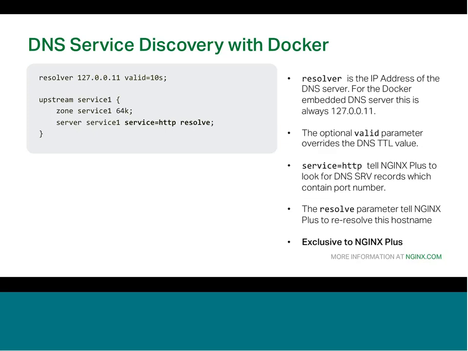Docker itself has an embedded DNS server, and the configuration is very similar. By default, the Docker embedded DNS server IP address is 127.0.0.11. That's just what they use. Otherwise, the configuration is pretty much the same as with Consul. There's no .service.consul after it, so it's just the name of the service, which you specify in your Docker Compose file. That's what you put up there as a service, the name of the service. And then we have service=http and resolve, just as we do with Consul.